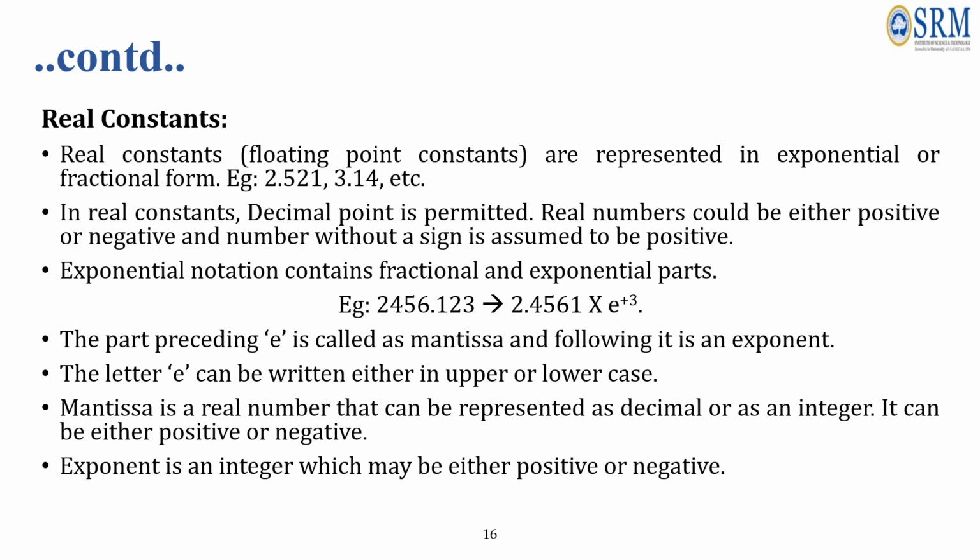The e can be represented in either uppercase or lowercase, that doesn't matter, but the mantissa should be a real number. It should either be a floating point number or an integer, and it can be a positive number or a negative number. Similarly, the exponent should be an integer. It cannot be a floating value or a decimal pointed number, and it can be either a positive number or a negative number. So these are the two variations for representing real constants.